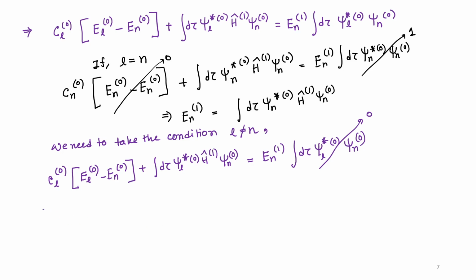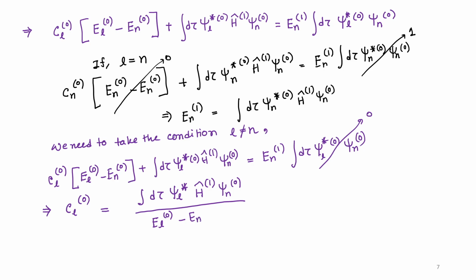So what we have now? We have some form of CL which tells us this is d tau psi L star, H is the first order perturbation, psi n naught, divided by EL naught first order. So we are getting something in this.